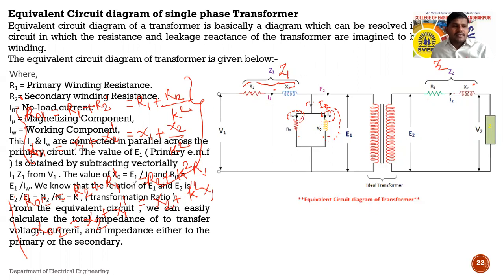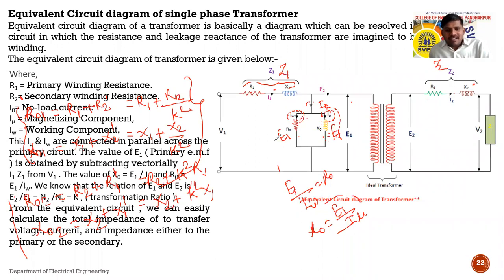And the value of R0? In parallel, the voltage across this is E1, and the voltage across this is E1. So R0 is E1 divided by IW. Similarly, X0 is equal to E1 divided by I mu. So according to this equivalent circuit diagram, we are able to calculate the equivalent circuit parameters.